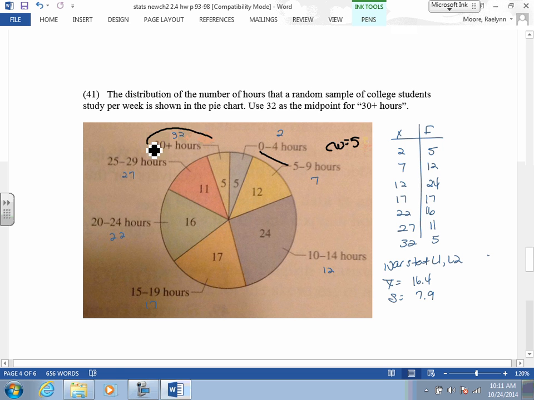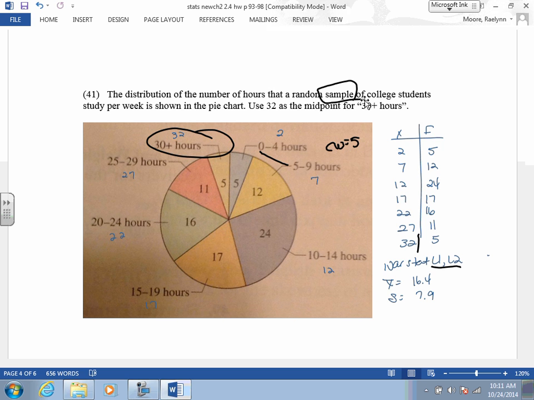And they used, this is new for this book this year, a 30 plus hours. They gave us a midpoint to use. They actually used the same formula that we used, but I haven't seen that done in the past. So we used the midpoint that they gave to us, and again, L1, L2, and you'll get your mean and your sample standard deviation versus population. They took a sample of college students. Even though this is a complete circle graph, it's not the population of all the college students, it's a sample of them.